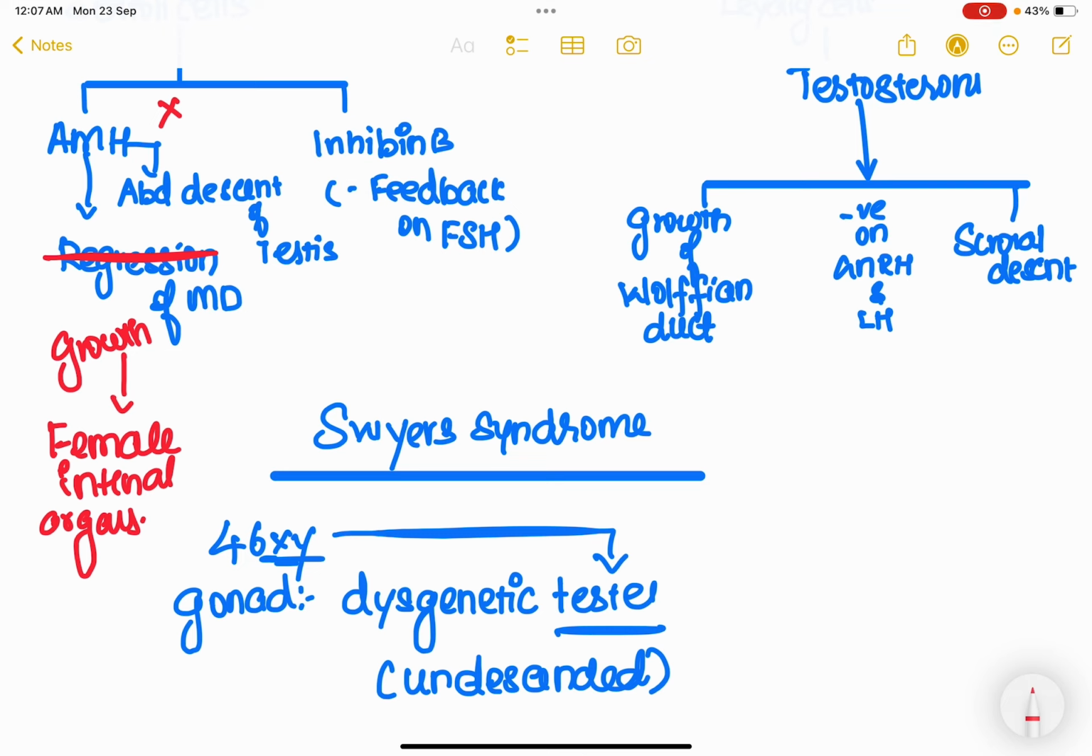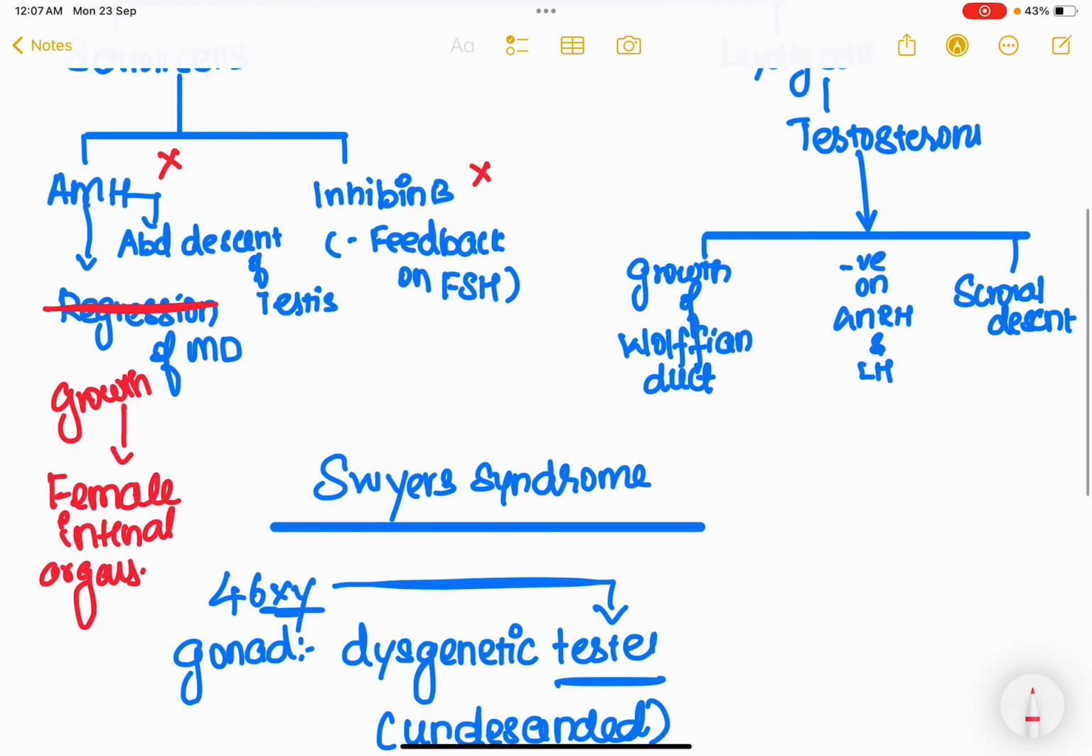Yes. Okay. Now, inhibin B is not going to be produced, or it is going to be produced in very small amounts, since the testes are dysgenetic. So the negative feedback inhibin B has on FSH is going to be lost. So the levels of FSH and LH will what? It will be increased.